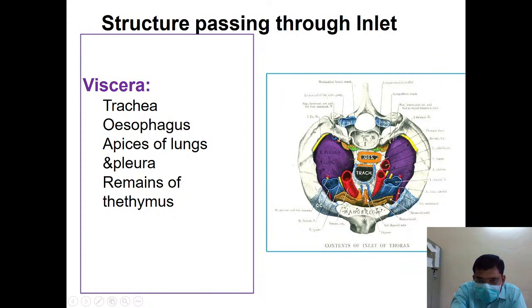Of course, you can also see a small orange colored structure here. This is nothing but the remnants of the thymus gland. In this way, these are all the visceral structures which are passing through the inlet of the thorax. Again, I am repeating: they are the trachea, esophagus, apices of the lungs and pleura, and also the remnants of the thymus gland.